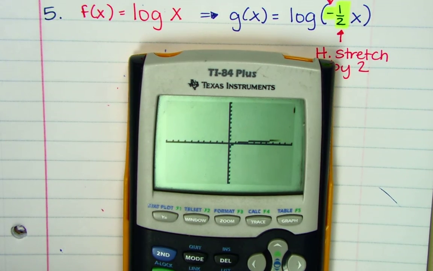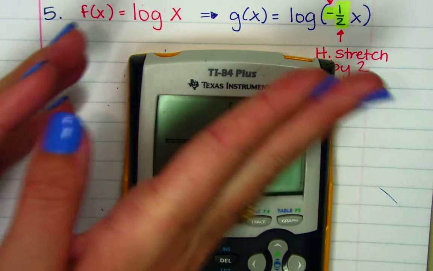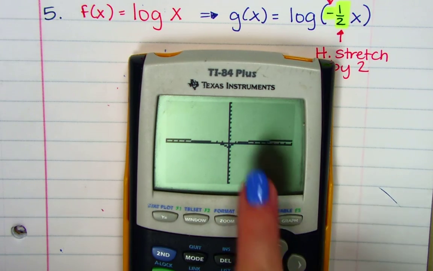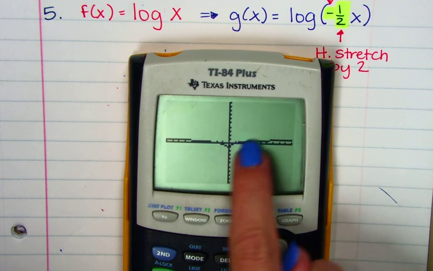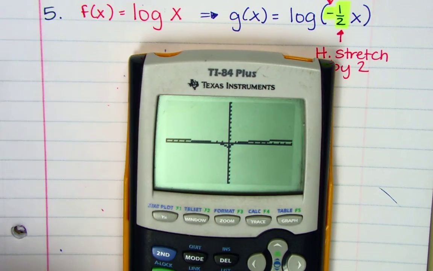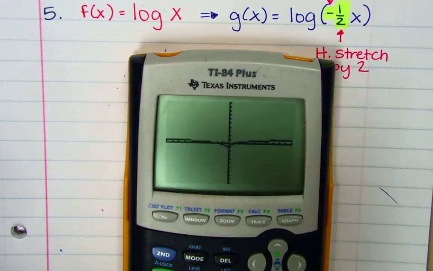A log is an inverse of an exponential. So it looks similar to the exponential, but it flipped over this line right here, the diagonal line. Here's my original log right there. And we say it reflected across the y-axis. Again, this is not the best graph. Sometimes they're not the best. That's why we looked up what to do first before we looked at the graph.